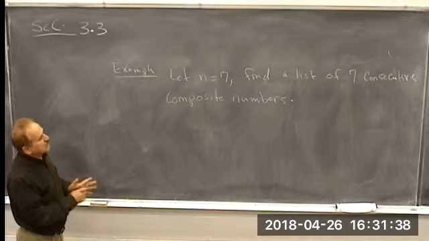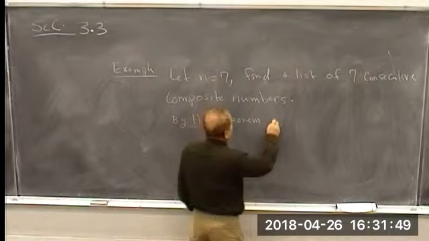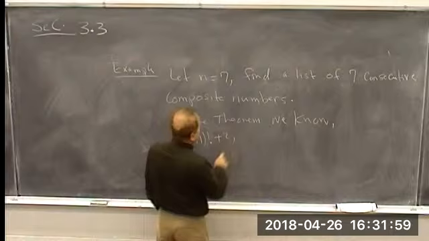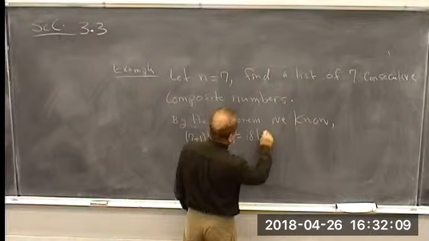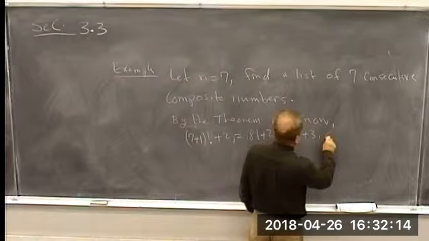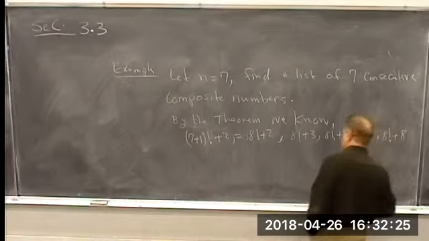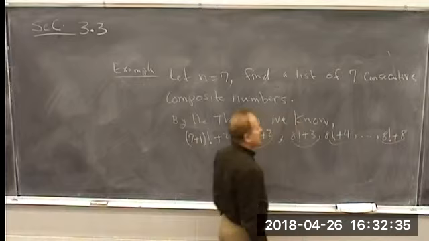Now by the theorem, we know seven plus one factorial plus two, which is just 8 factorial plus 2. Then the next one is 8 factorial plus 3, 8 factorial plus 4, and so on, up to the last one, which is 8 factorial plus 8. Which is n plus 1 factorial plus n plus 1. All right? Now, if you look at the numerical values of these, they are very, very large.